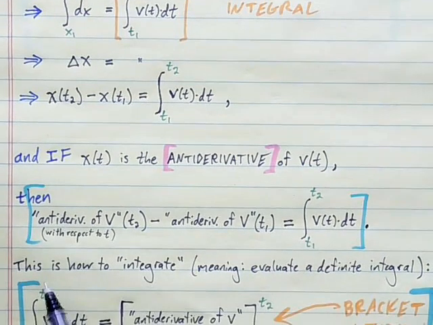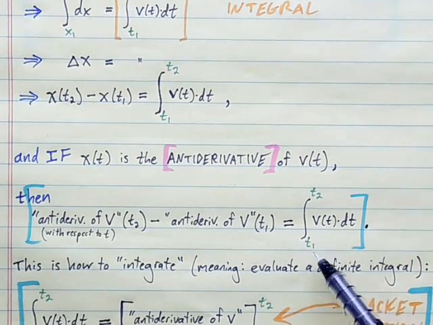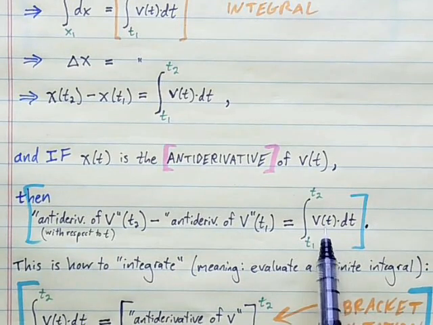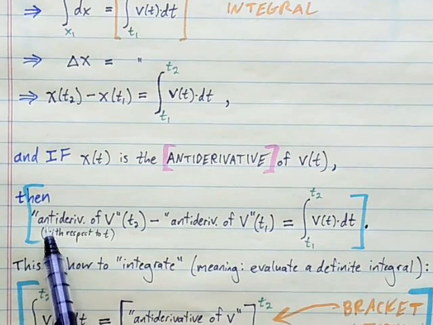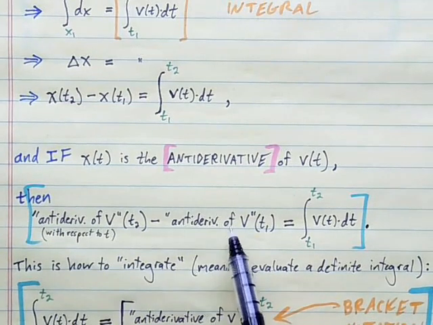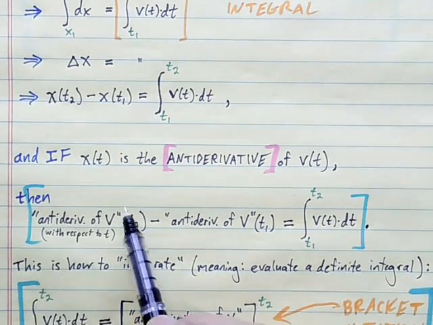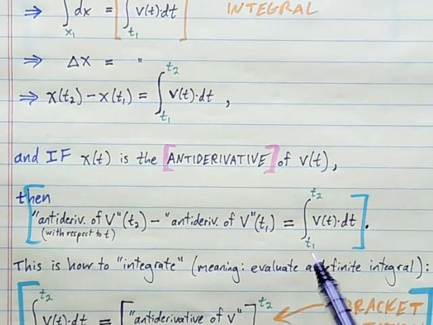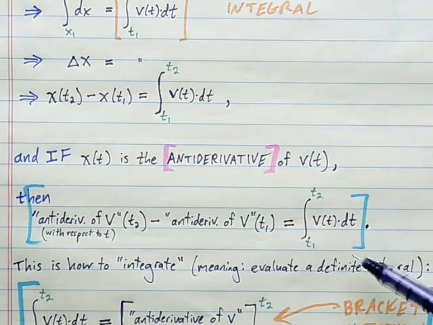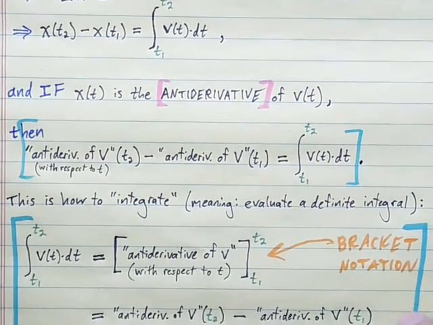This is how to integrate, meaning evaluate the definite integral. We can get the result of the integral, the area under the curve, if we can find the antiderivative of the integrand here, evaluate that antiderivative at the final time, evaluate the antiderivative at the initial time, and take this value minus that value. That will give us the area under the curve, the result of our definite integral.